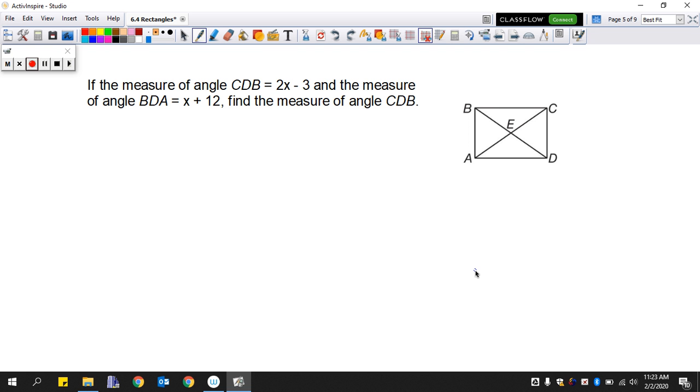This example talks about the measures of the angles. Okay, so remember each of the angles here are going to be 90 degrees. Every angle in a rectangle is 90 degrees. So it says if the measure of angle CDB, that's this blue one here, okay, that's this one. CDB is 2x minus 3.